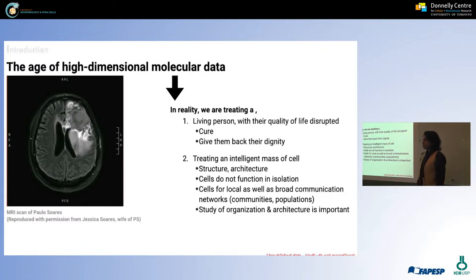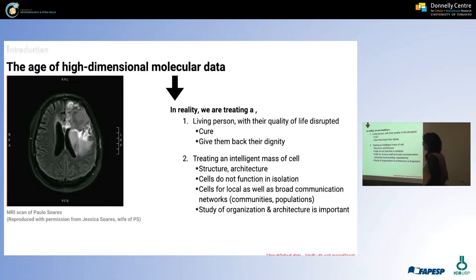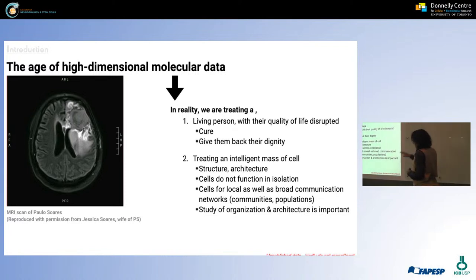All right, so the thing is, when we treat it, it's not just a mess, it's an intelligent mess. It has structure, it has architecture, and the cells are not functioning in isolation, they're working together. So they have local as well as broad communication. And recently, there are a lot of papers coming out that show that they engage with each other.